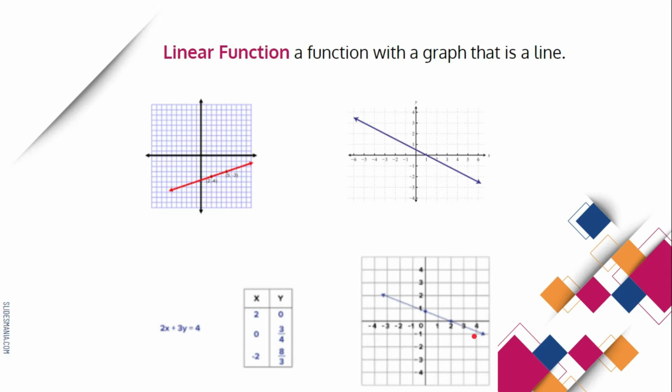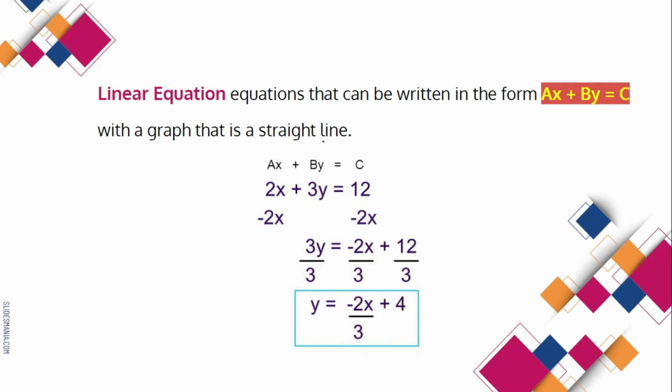A linear function is a function whose graph is, as the name itself tells, a straight line. A linear equation is an equation of the form ax plus by equals c. Here, x and y are variables, and a, b, and c are constants. You can see here the form of the equation, and we can see it in an example where we have 2x plus 3y equals 12.